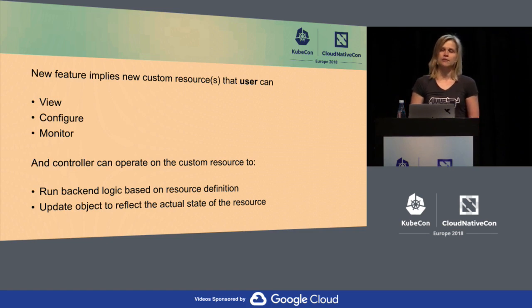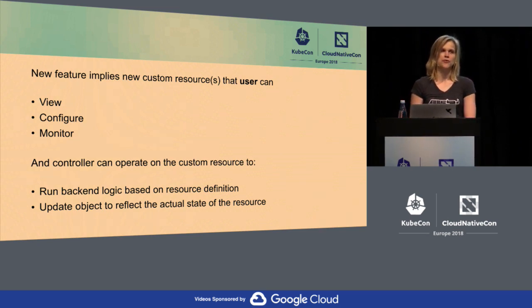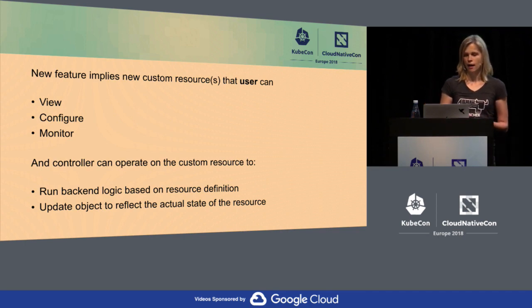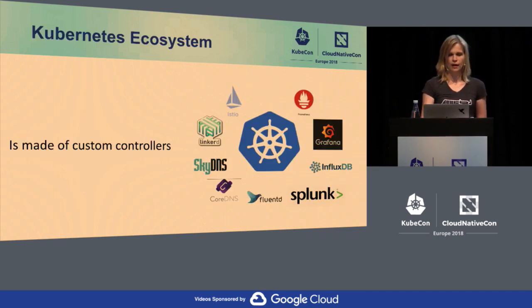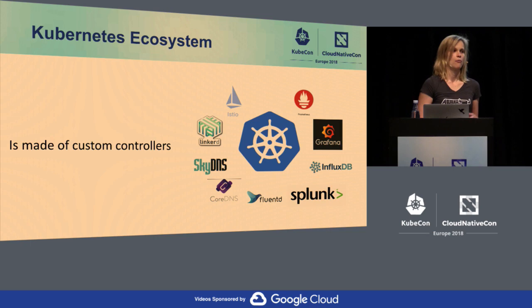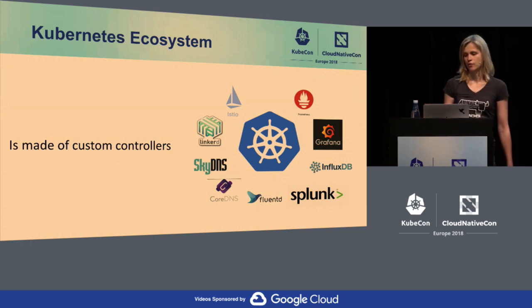And yeah, every custom controller or custom feature implies a custom resource that user can view, modify, and monitor. And the controller operates on the custom resource by monitoring the resources and running the backend logic based on the resource definition, and updates the object state of the resource. And if you think about the Kubernetes ecosystem, it consists of the custom controllers, like logging, alerting, monitoring. Everything out there that is not a part of Kubernetes is a custom controller.